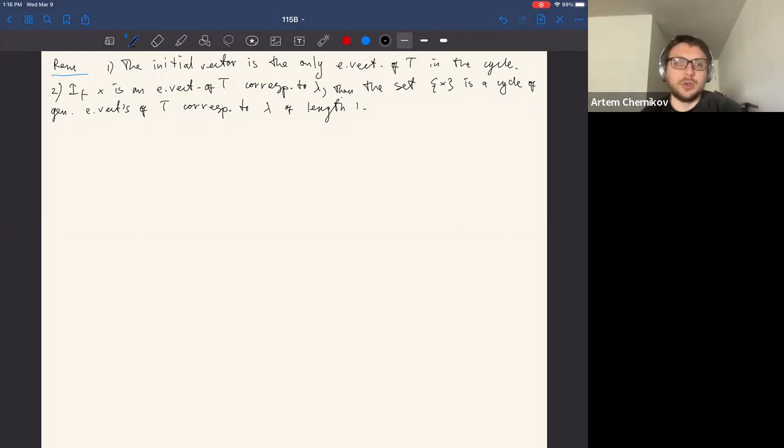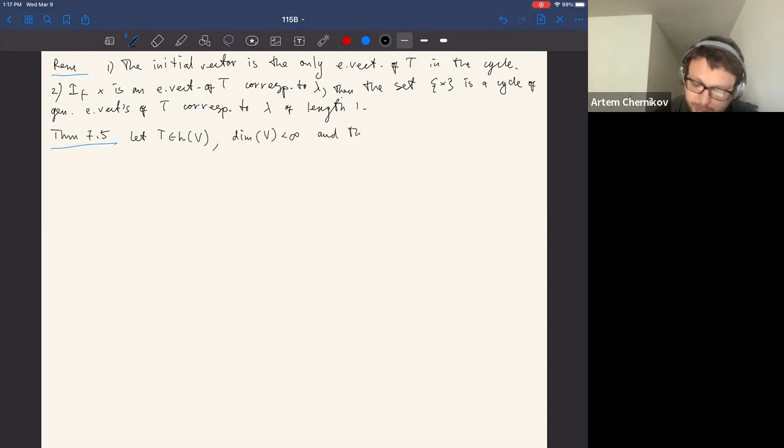All right. So we have this new notion. So now let's see how the cycles of generalized eigenvectors are connected to Jordan blocks. So this is going to be the content of Theorem 7.5. Let T be a linear operator on V, where V is as usual finite dimensional, and the characteristic polynomial of T splits.